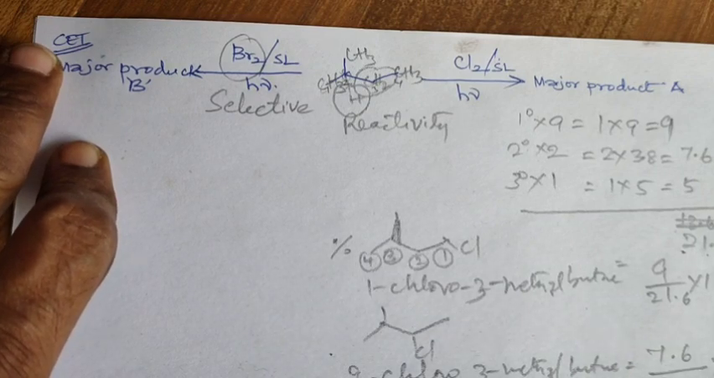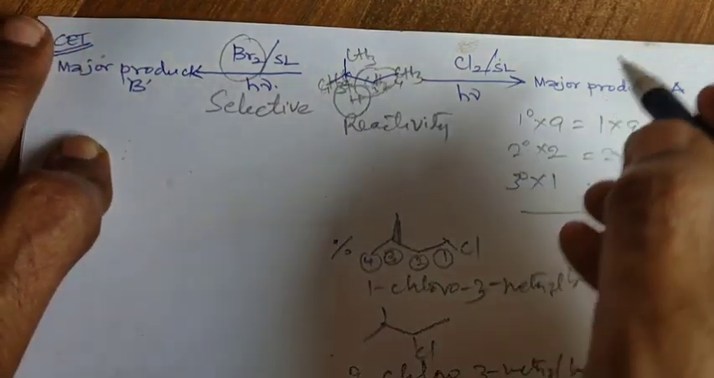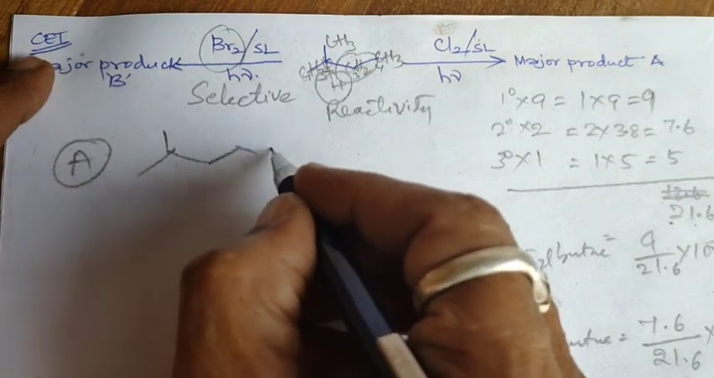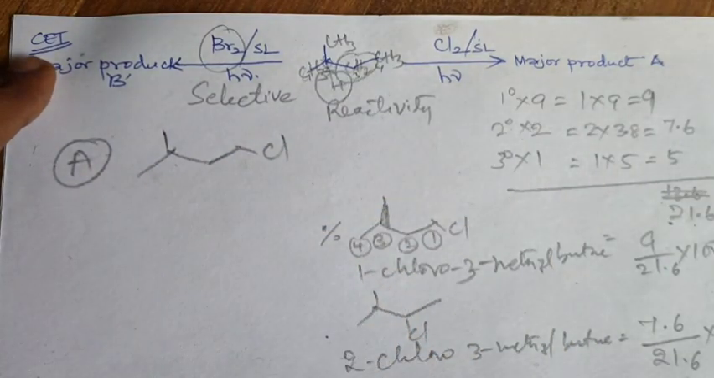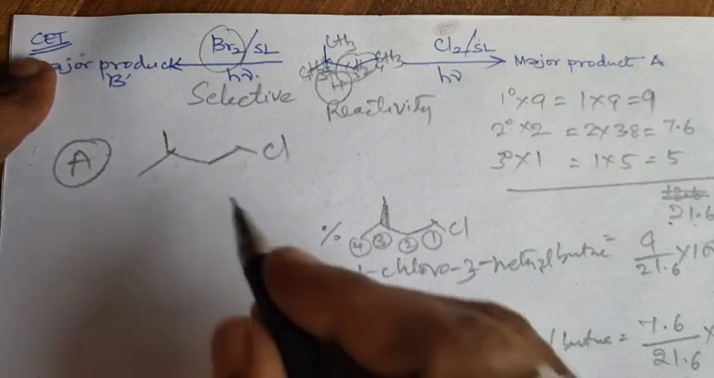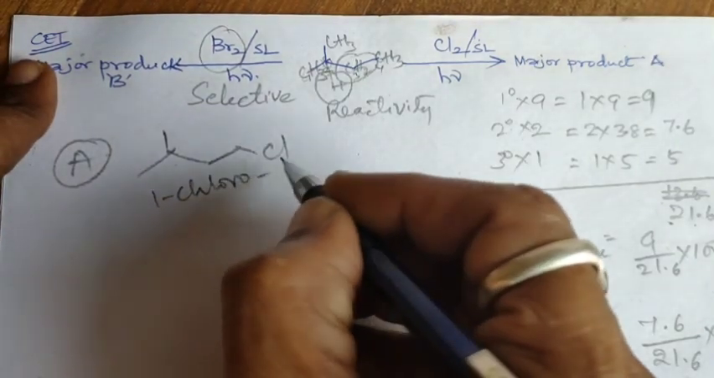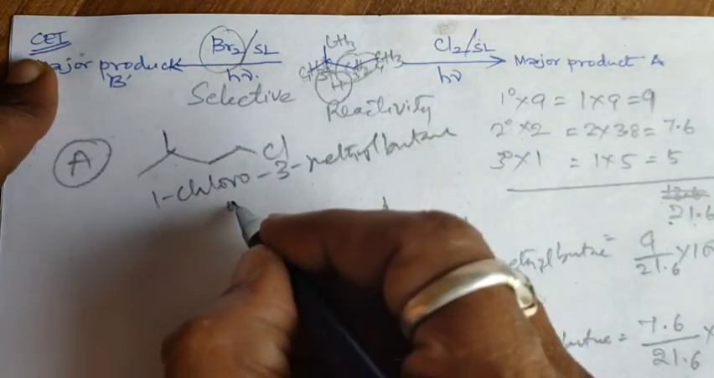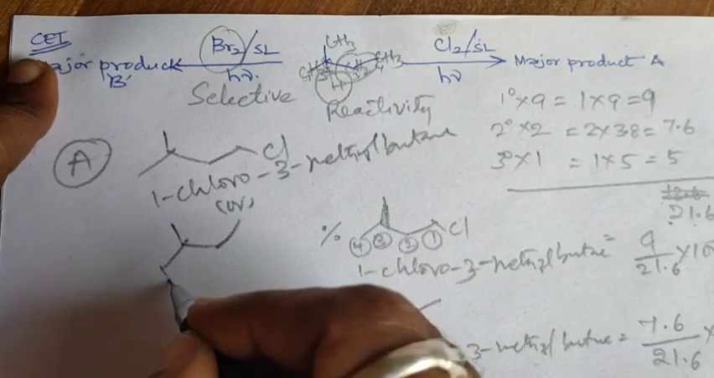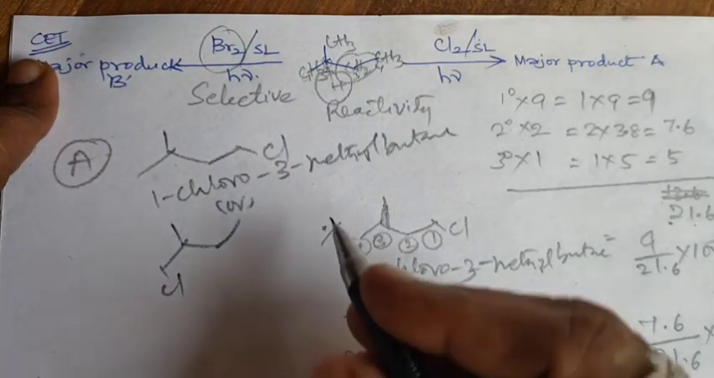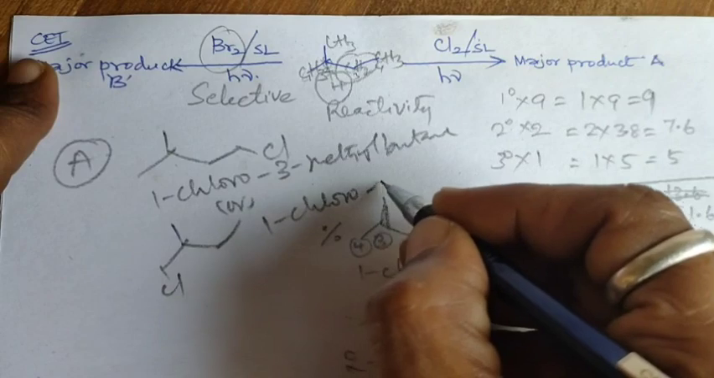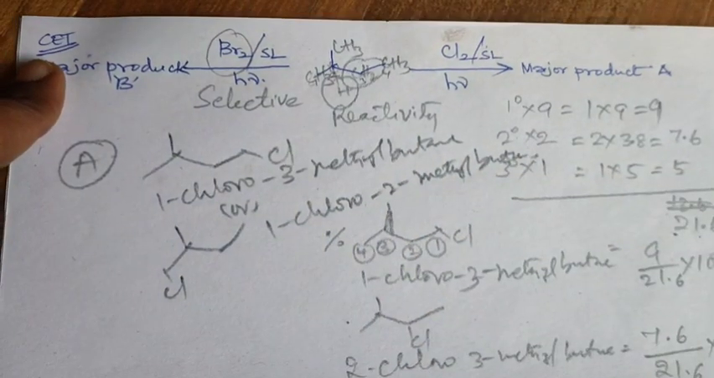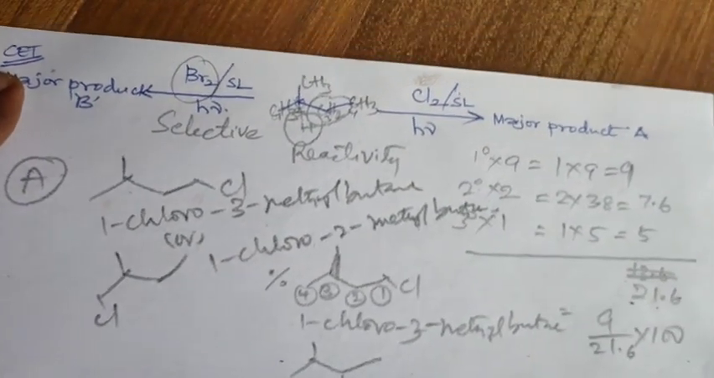So the major product is either 1-chloro-3-methylbutane, or 1-chloro-2-methylbutane. This is the information regarding this one.